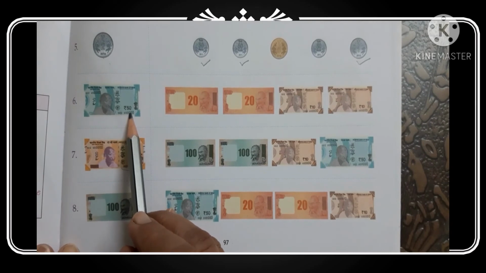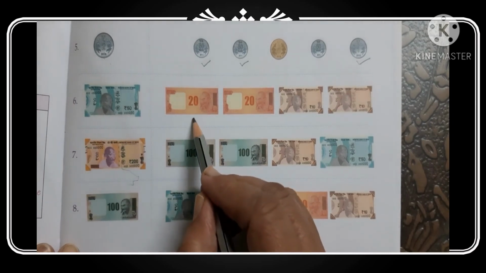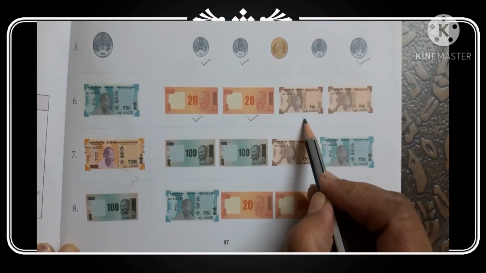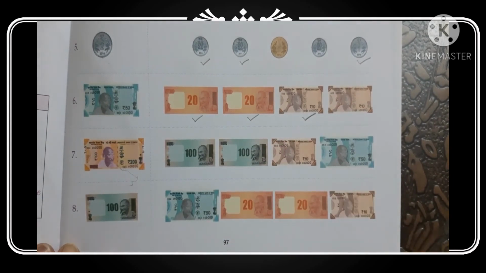50 rupees: 20 rupees, 20 rupees, 40 rupees plus 10 rupees, 50 rupees.